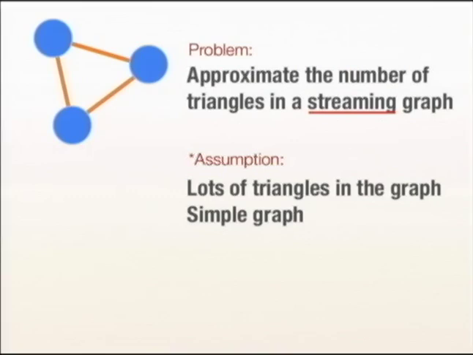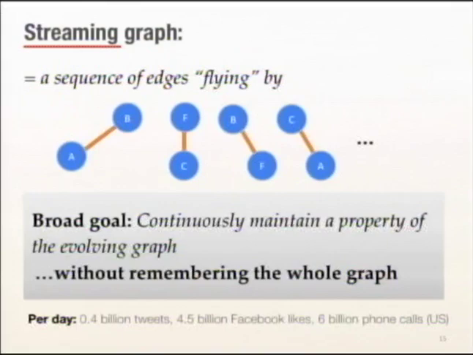And this is a common assumption in this business, which is that you have lots of triangles in that graph. Also, for this talk, we're going to say that the graph is simple: no parallel edges, no loops, nothing like that. A streaming graph, the model we're working with, is basically a sequence of edges just flying by you, so you get to observe these edges flying by. The broad goal here is you want to maintain some property of this graph without actually remembering the whole graph. And this is well motivated because we have lots of evolving data, like Twitter, like Facebook, and phone calls.